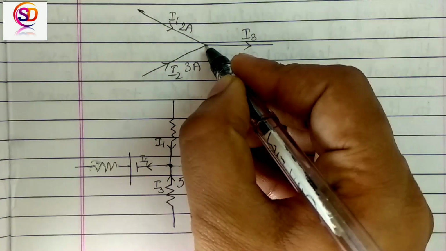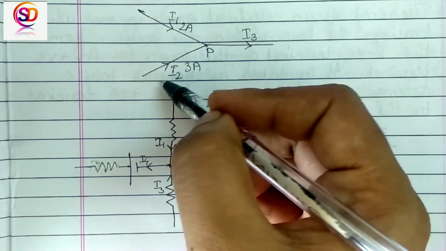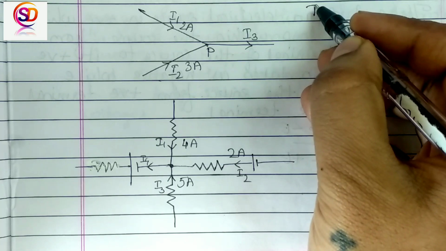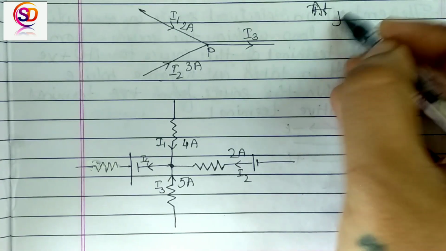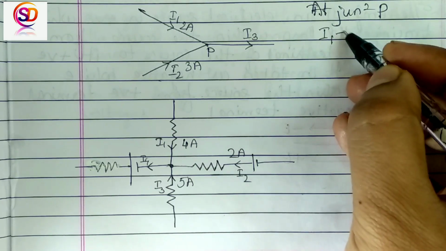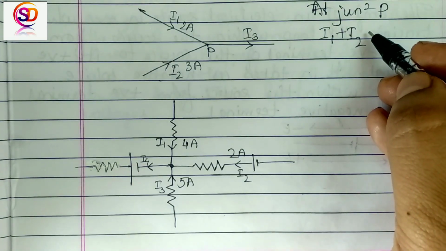See here, P is the junction. I1 arriving towards the junction P and I2 also arriving towards junction P. So at junction P, now current will become I1 plus I2 according to sign conventions of Kirchhoff's first law.